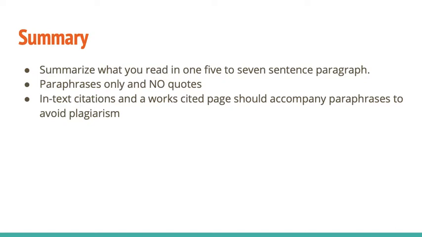In a summary, you summarize what you read, usually in a 5 to 7 sentence paragraph. You'll have paraphrases in your summary because everything is in your own words. There should not be any quotes unless you're quoting a specific term or a statistic or something, which would be very brief. There should be no sentences that are quotes because that means you are not putting it in your own words. So summaries just have paraphrases.